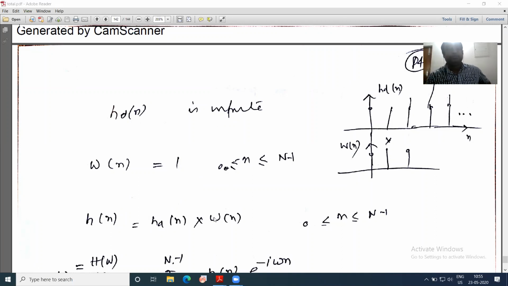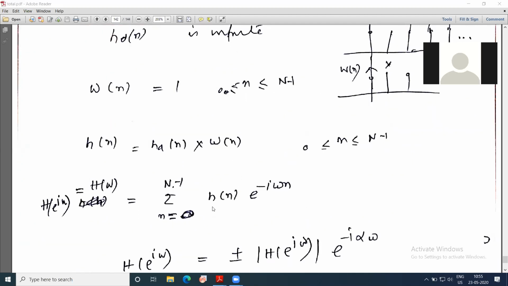And if a specific window function is specified, then we have to use that particular window function. However, whatever be the nature of the window function, this will be multiplied with the desired impulse response hd of n, and this product will be finite in nature, so that the FIR filter design can be carried out further. Okay. Now, once I achieve h of n, then I have to find the DTFT to find the frequency response.